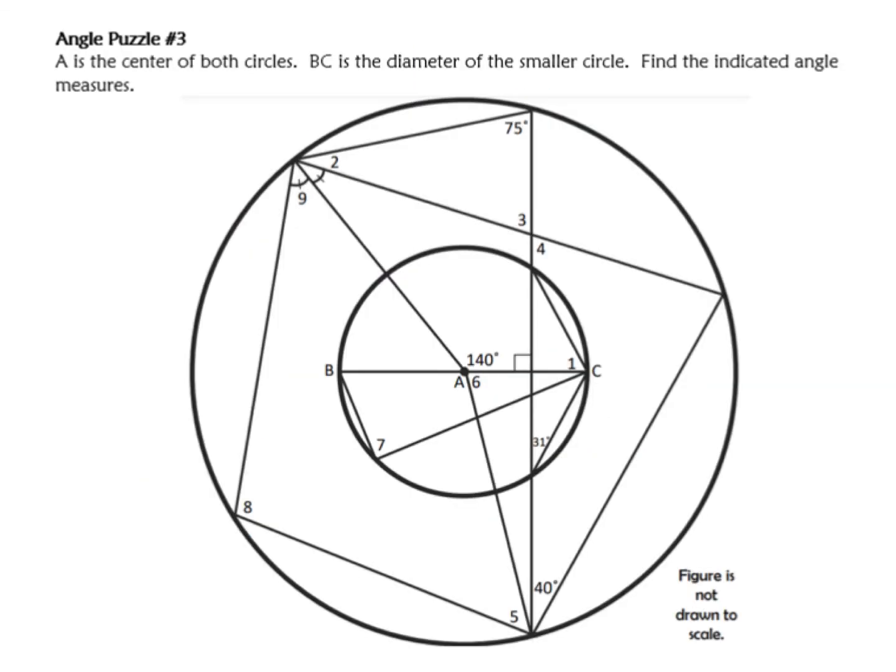Okay, so angle puzzle number 3, this one's tough. Okay, this one is very tough, and the picture again is not drawn to scale, which is super important because there's some bad ones in here. I did not include the blanks 1, 2, 3, 4, 5, and so on, just because I needed the picture to be larger. All right, so A is the center of both circles. BC is the diameter of the smaller circle. Find the indicated angle measures.